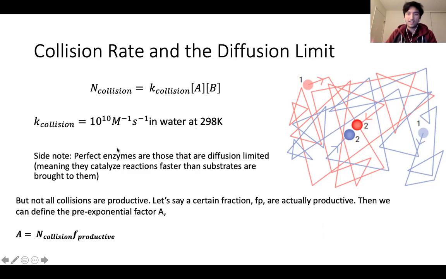And just as a side note, this is not really relevant for the course, but just for your own knowledge, there are actually some enzymes called perfect enzymes, which catalyze the actual reaction faster than the substrates can be brought to them by diffusion. So they're a pretty interesting class of enzymes.